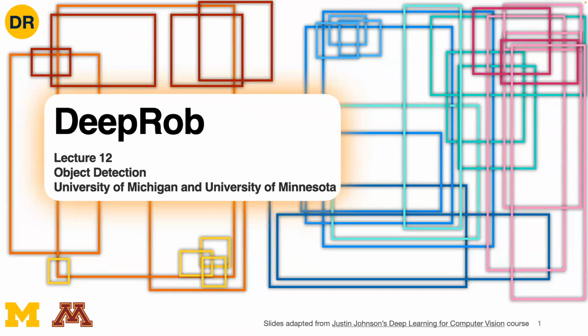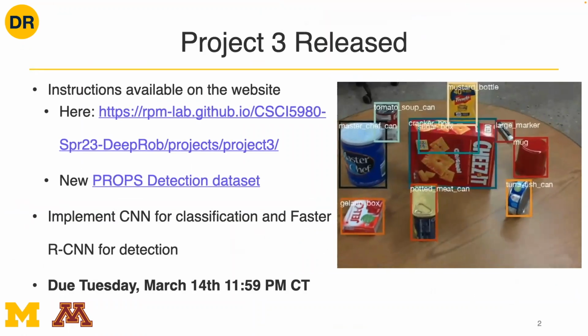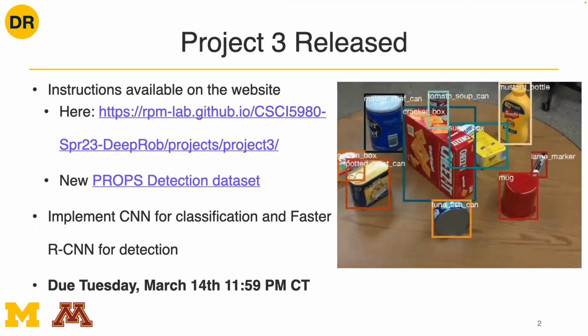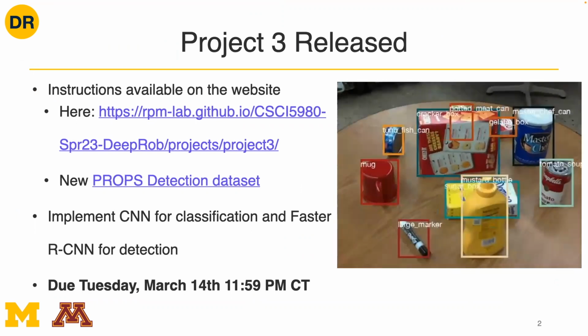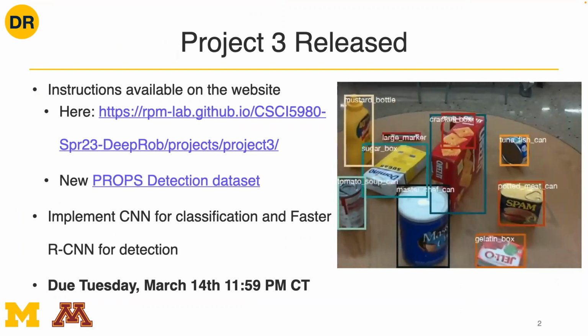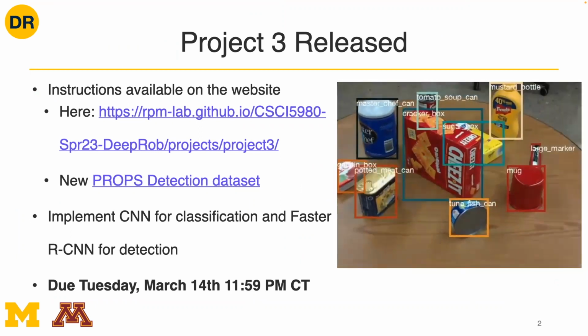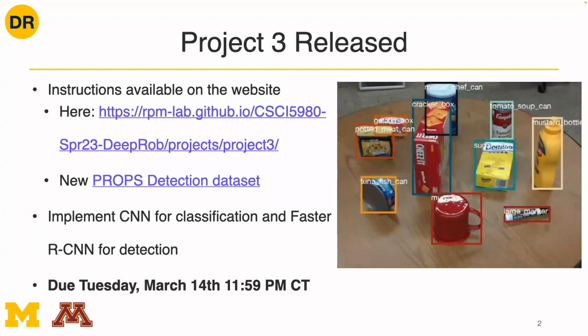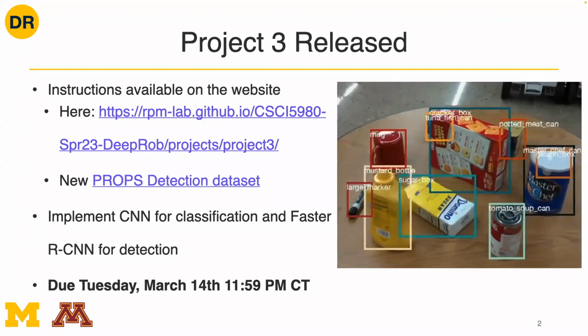But before I get into the technical details, some administrative stuff. Project 3 is released. Instructions are available on the website. And again, we are going to use props dataset and specifically detection dataset. So in this particular project, you'll implement CNN for classification and then improve that to detection using faster RCNN. So it's due on March 14th.